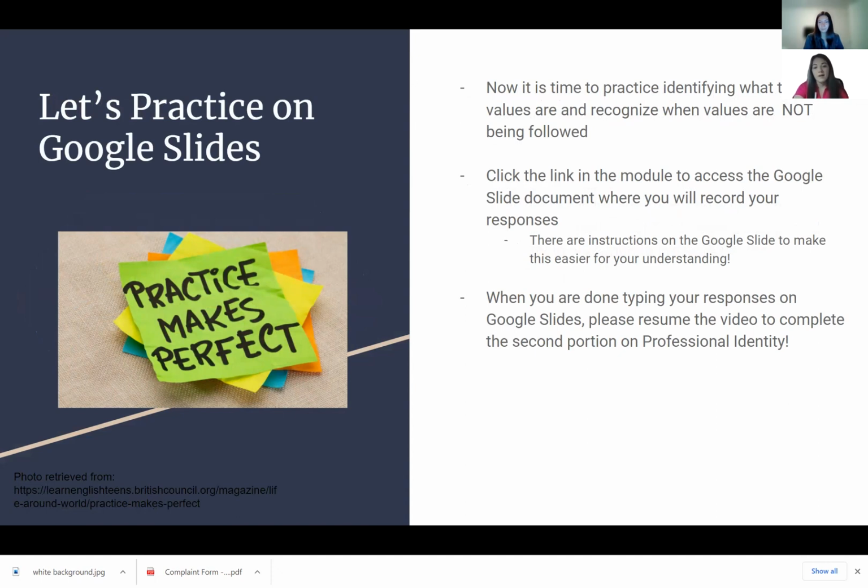And then you will create two scenarios. In the scenario, there has to be a core value that is not being followed. So whether it's the patient isn't following it or the OT, whatever in the scenario, there has to be a core value that is broken. And we want you to identify a peer's as well. And then when you are done typing your responses on the Google Slides document, you can come back to this video and we will complete the second portion on professional identity.